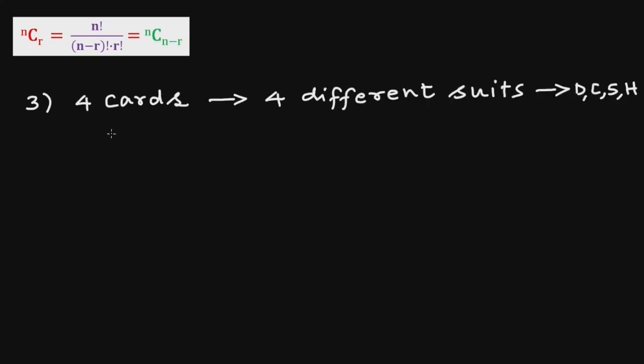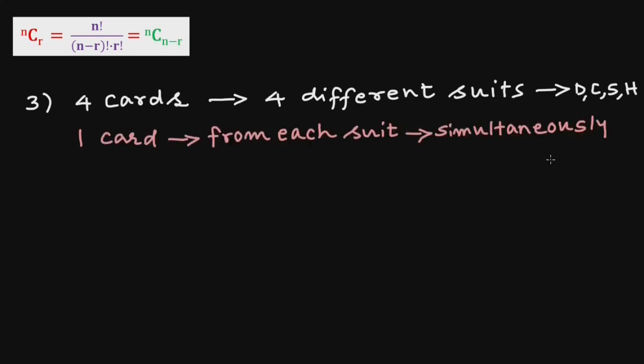In the same problem, what if the 4 cards belong to 4 different suits: diamond, club, spade and heart? Here selecting one card from each suit is happening simultaneously. Therefore, we have to use the multiplication sign here.